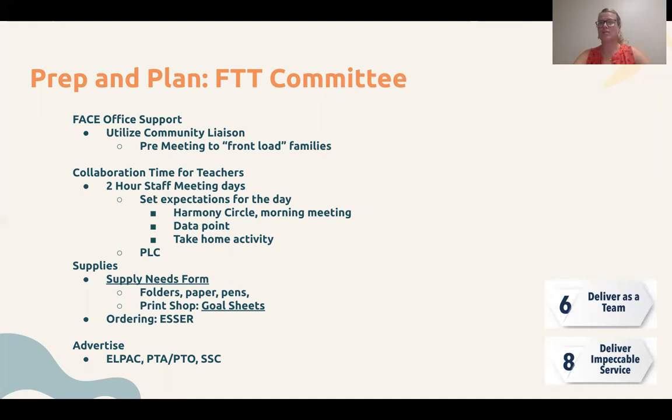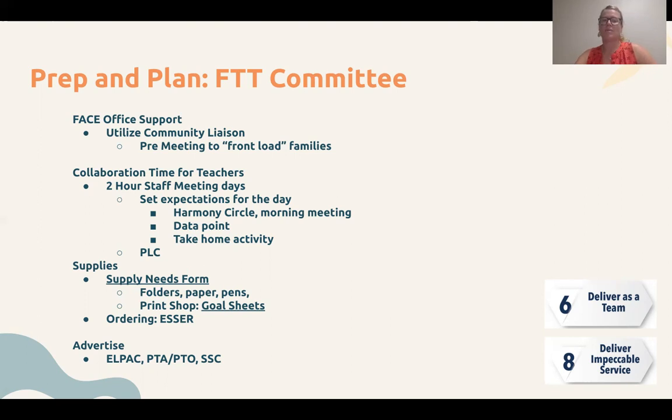Supplies are an integral part of family teacher teams. This here is a supply needs form. It's also linked in the resource page. It's things like folders, papers, pens, binder rings, depending on what your home activity is. So really think about what you need to help your families be successful with their home activity and with the data and the goal setting.